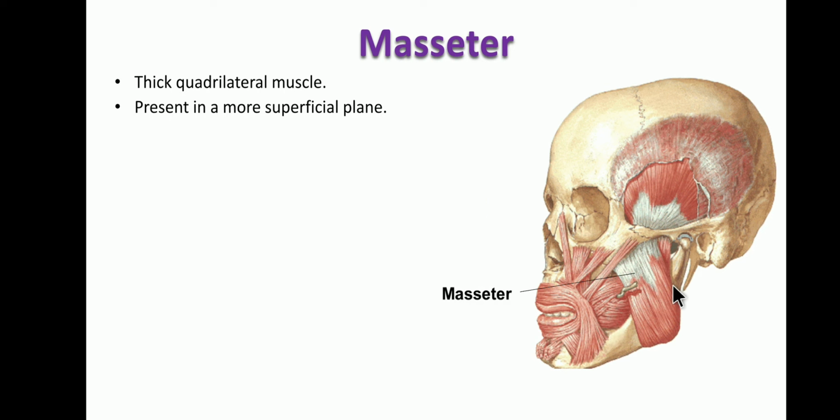Okay, so one of the muscles which you can see superficially is the masseter, and when you clench your teeth, definitely you can feel your masseter. That thick bulge which you see over your mandible when you just clench your teeth, what you are feeling is the masseter muscle.